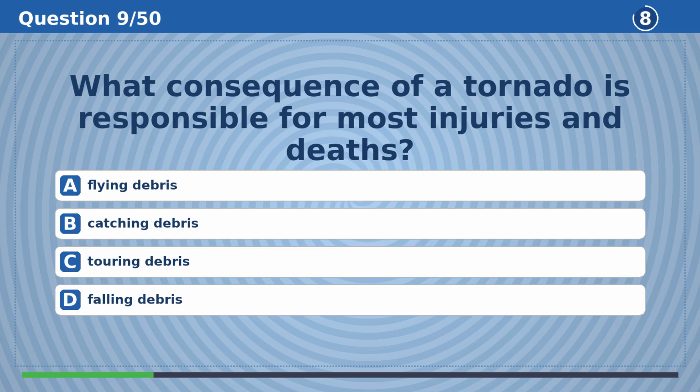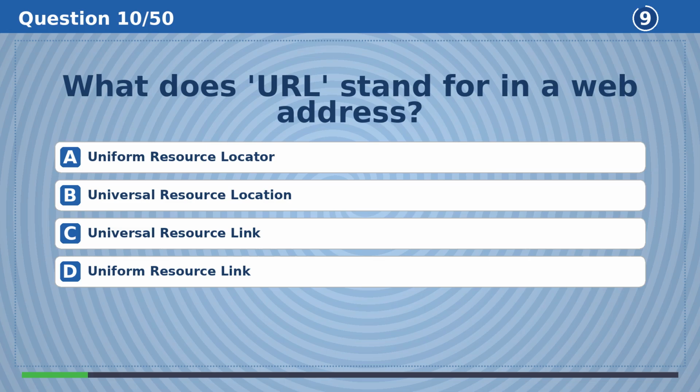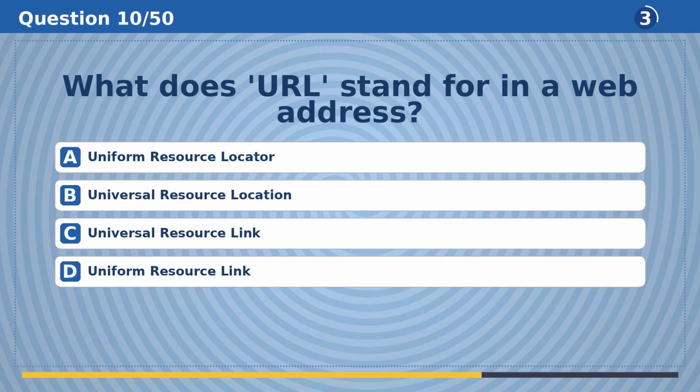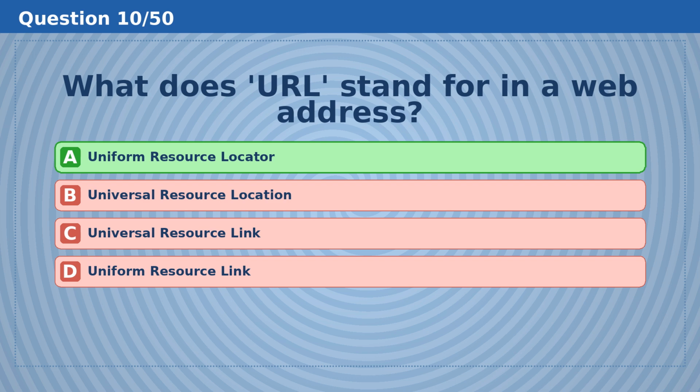What consequence of a tornado is responsible for most injuries and deaths? The answer is A. Flying debris. What does URL stand for in a web address? The answer is A. Uniform Resource Locator.